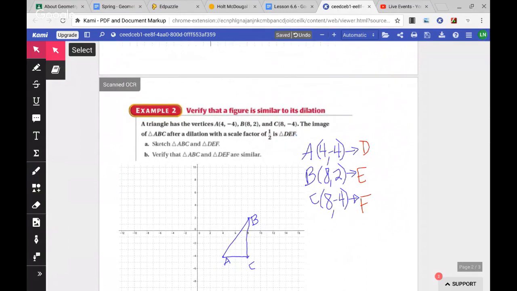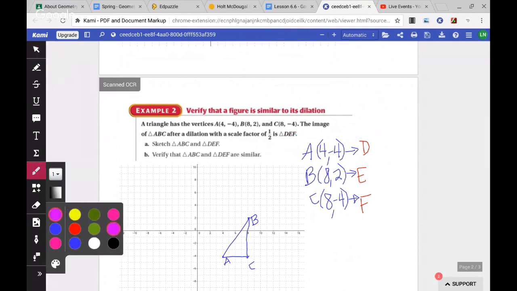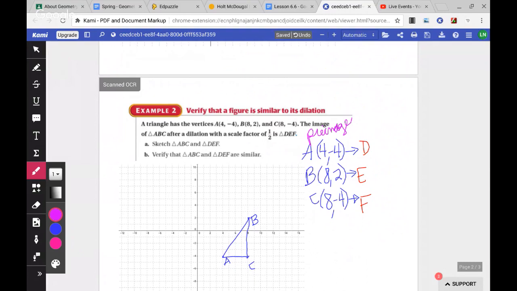It says that a triangle has these vertices. The image, remember this is the pre-image. I might have forgotten that. We haven't used those words in a little bit. This is the pre-image, and then the image is how it changes, what it becomes. The image after the dilation of a scale factor of 1/2 is DEF. All right, if our scale factor is 1/2, what's going to happen? It's going to go smaller. It's going to be a reduction because it's less than 1.